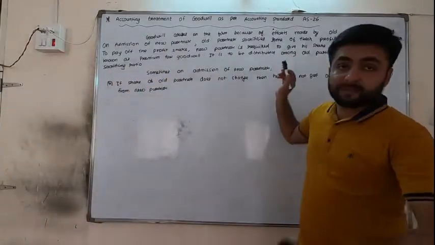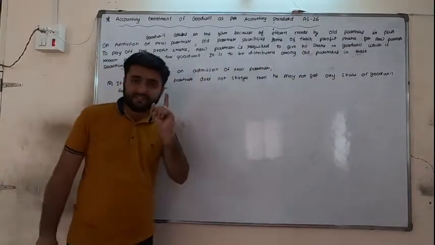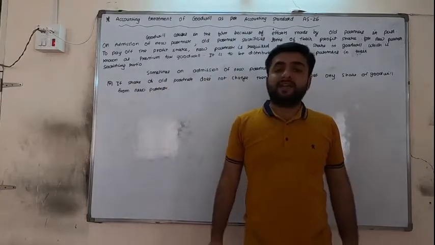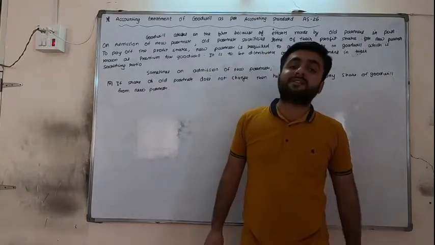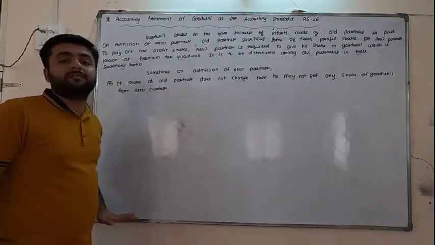This goodwill which is paid by the new partner is distributed among the old partners in their sacrificing ratio, but while finding sacrificing ratio, if any of the partners has no gain or no sacrifice, if the answer is 0, then what to do? Then he cannot get any share of goodwill from that partner.